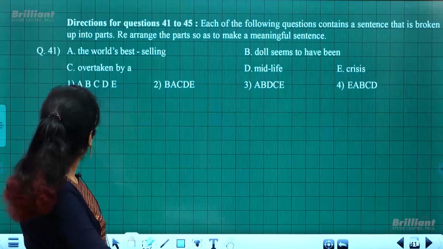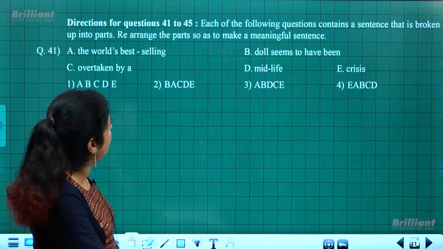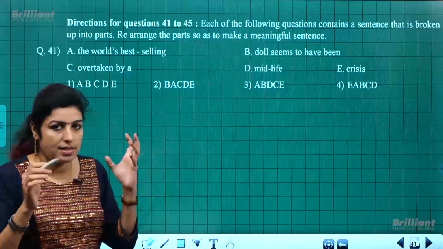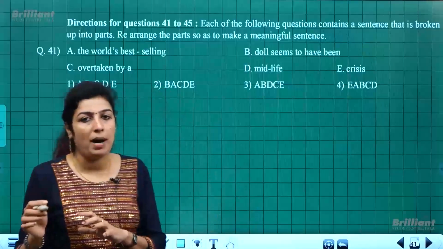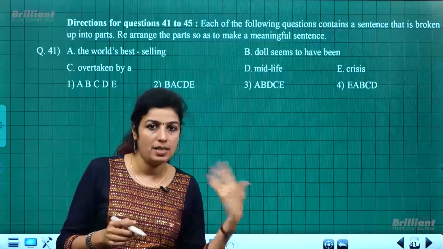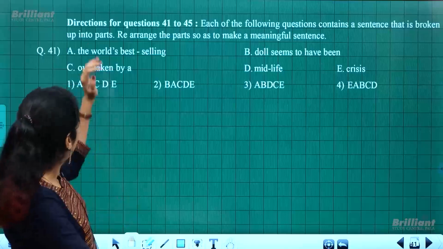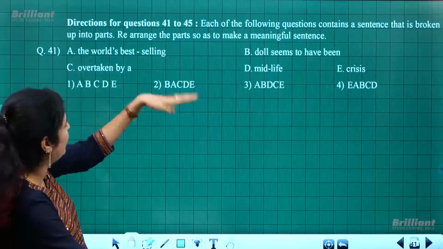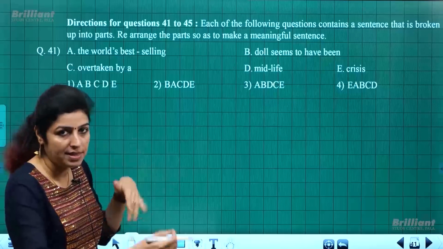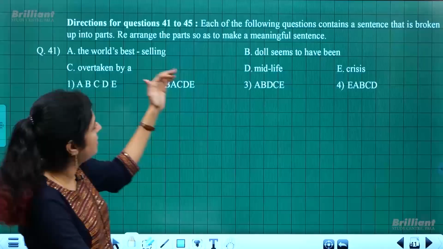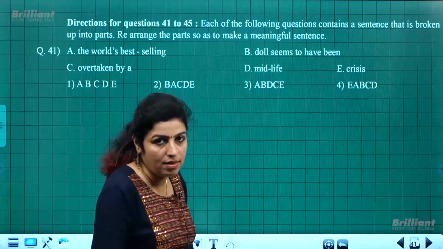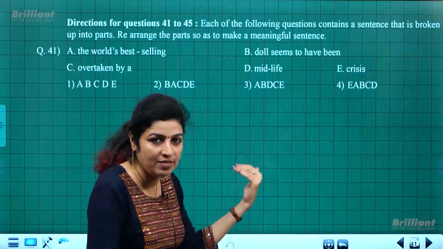Okay. Now the next is the next set of questions where we have a jumbled sentence. A sentence is broken into different parts and given in a jumbled way. Which order will make it sensible and grammatically correct, that is what you have to find. If you read the first option in the order in which it's given, let us see if it makes sense or not. The world's best-selling doll seems to have been overtaken by a midlife crisis. When you read it in the order in which it's given, isn't it right?